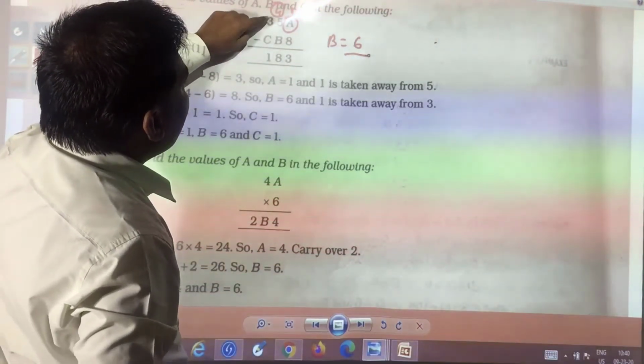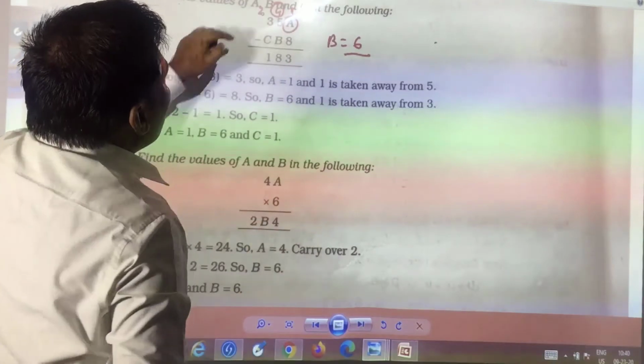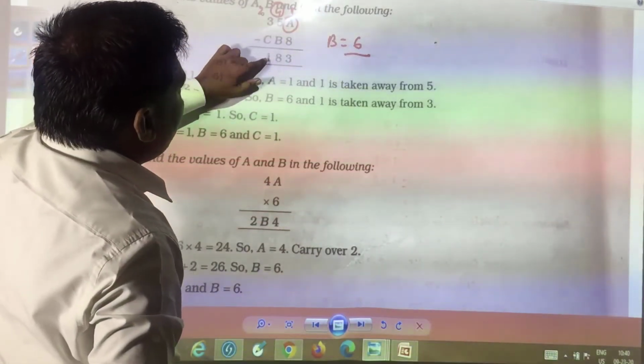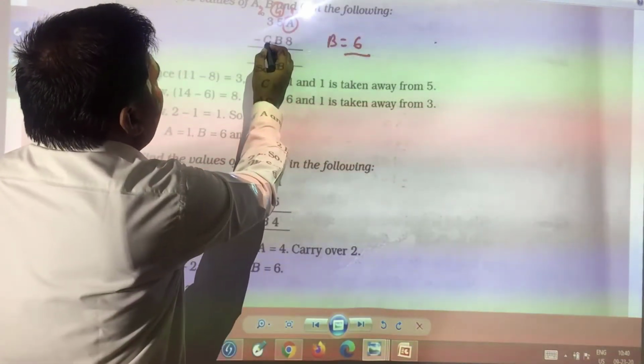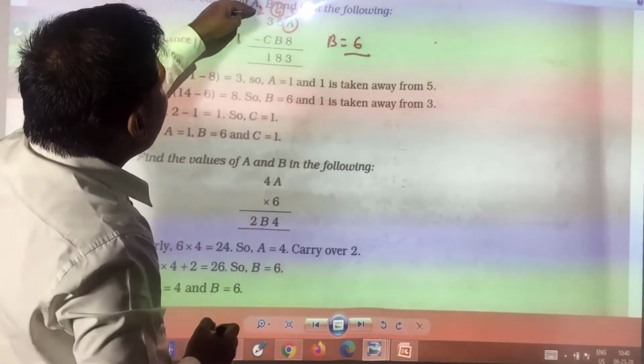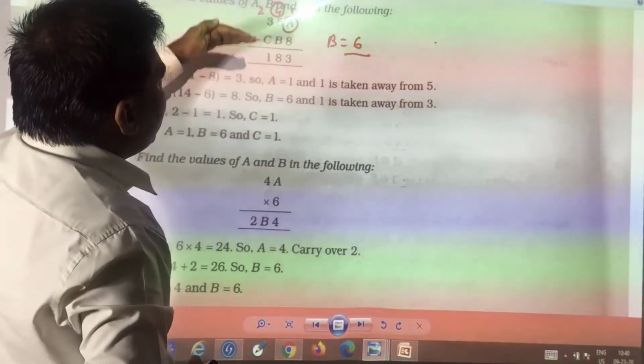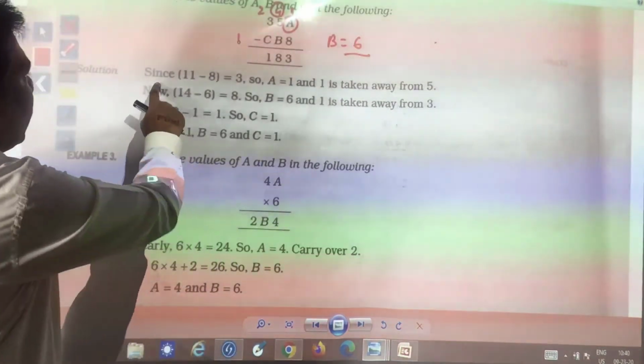Now, here what you have? Here you have 2. So, 2 minus what we will write so that we will get 1? So, in place of C what we will write? 1. So, 2 minus 1 will be 1. So, in this way we need to do. Just you see how it has been done.